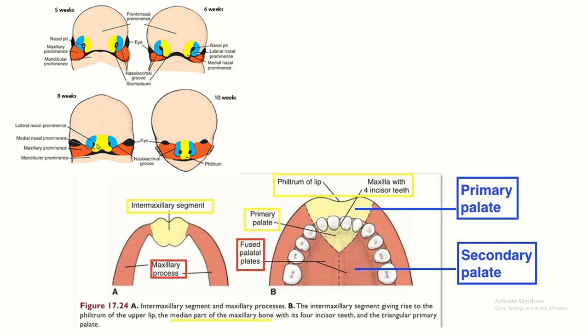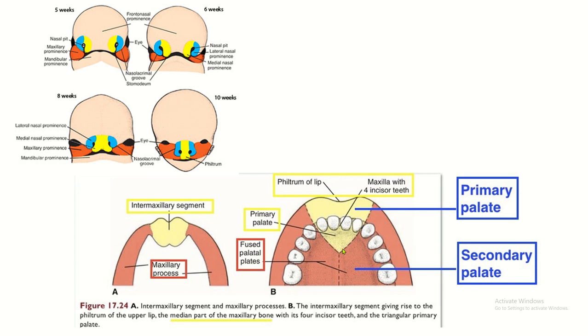So this is the medial nasal prominence, and further growth of the medial nasal prominence internally creates the intermaxillary segment. So this portion of the medial nasal prominence is known as the intermaxillary segment, situated in between two maxillary prominence. From the intermaxillary segment, philtrum of the upper lip, 4 incisor teeth and primary palate is developed.